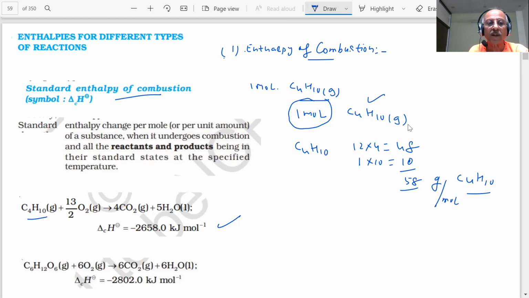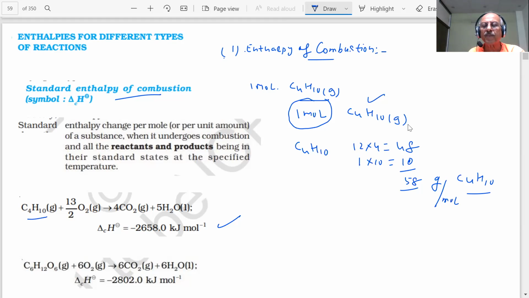So you can see we are always talking in terms of moles in chemistry, not in terms of grams, because that is the number which we will use in the stoichiometry of the reactions. Balanced chemical reaction, and we are talking in moles, students.